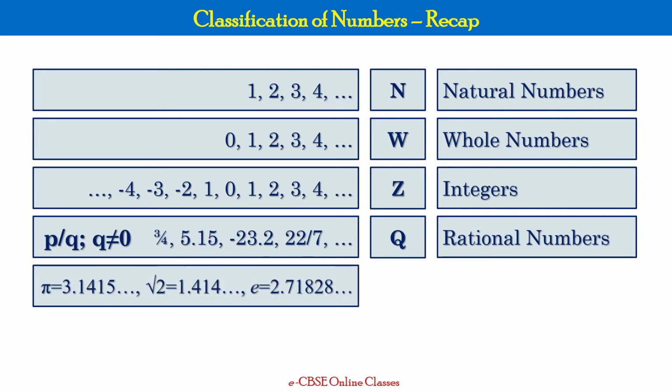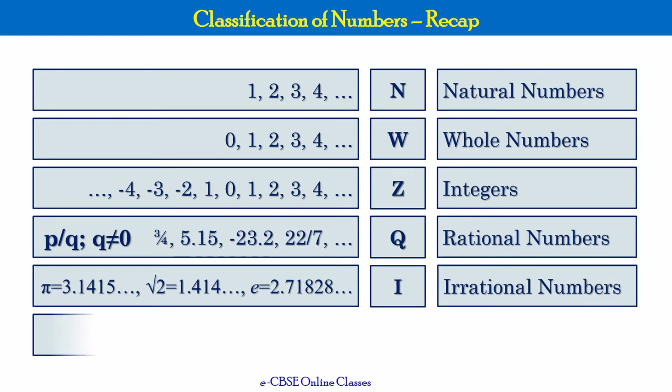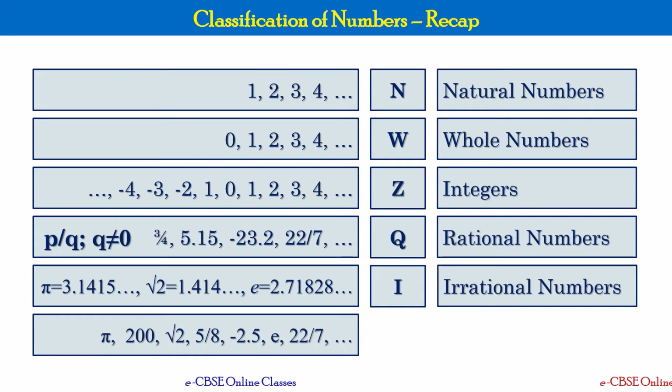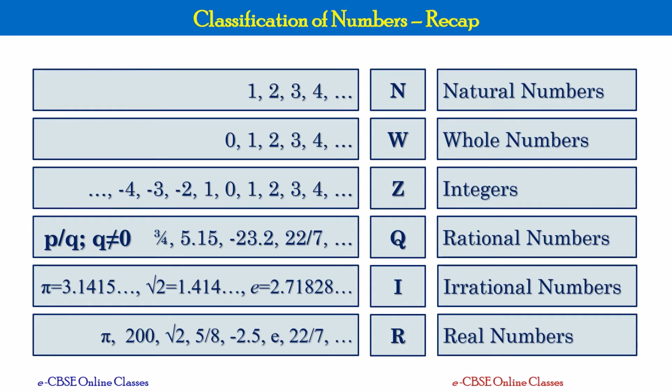And there are multiple other numbers which have infinite number of decimal points which are non-repeating in their pattern. These are called irrational numbers. We represent those by capital I, and rational numbers and irrational numbers together are called real numbers, and we represent those by capital R.